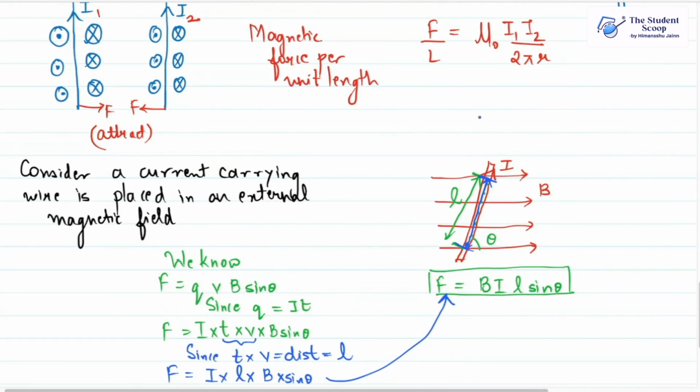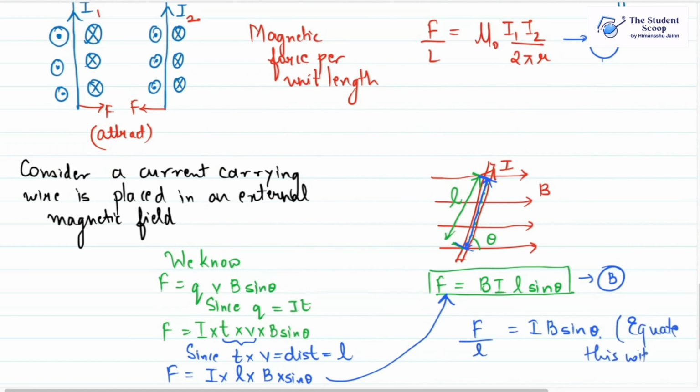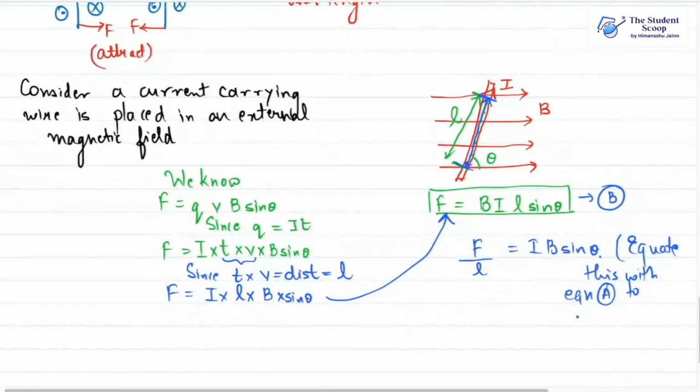Now look at this equation here, equation A and equation B. From here, if I write F by L, I will get this as IB sine theta. And I can equate this equation with equation A to calculate B.